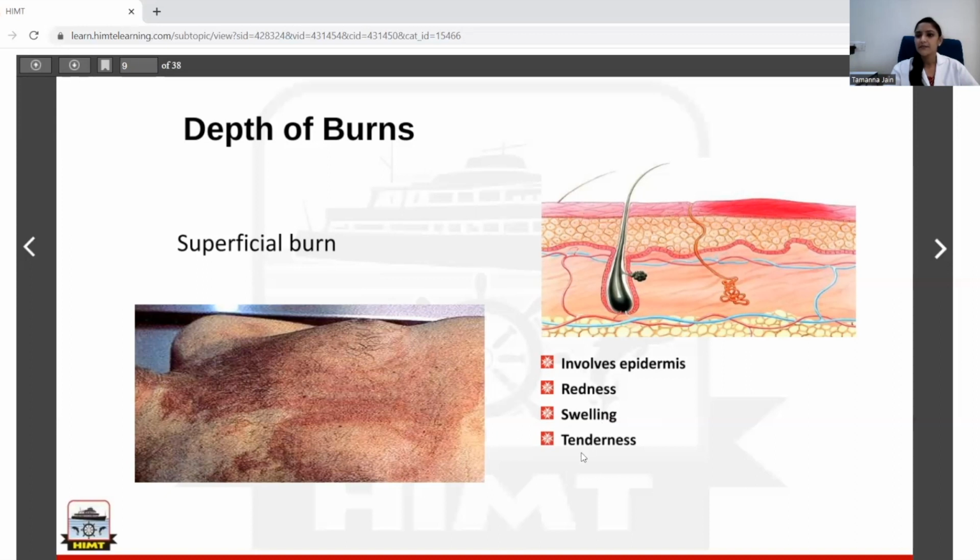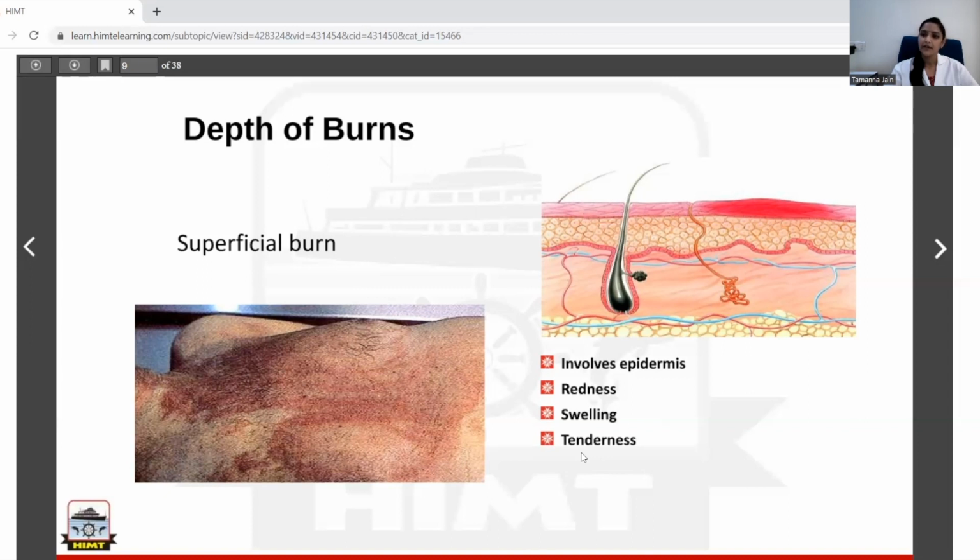Tenderness: we all know skin becomes very soft, so we have to handle that place very carefully. Other than cooling with water, we can also apply ointment. What ointment can we apply? Silver sulfadiazine. Silver sulfadiazine is the chemical name, and we should always remember the chemical name. The company names would be like Burnol, Silver X, and many more. So we have to apply ointment.